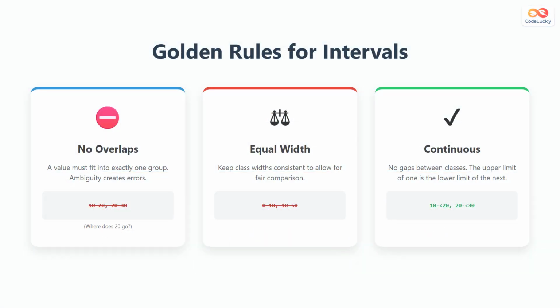There are 3 important rules. First, no overlaps. A number must belong to only one group. Second, equal width. Keep the size of your groups consistent to make fair comparisons. Third, they must be continuous. There should be no gaps between the end of one group and the start of the next.